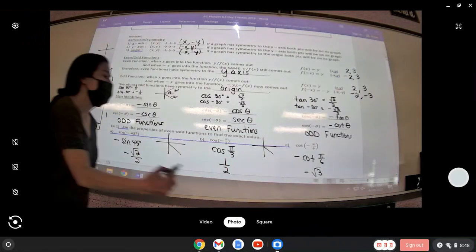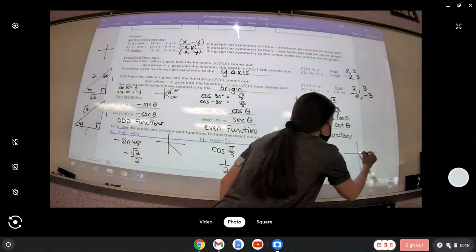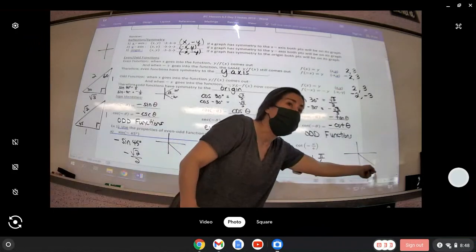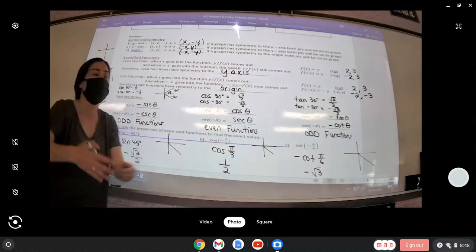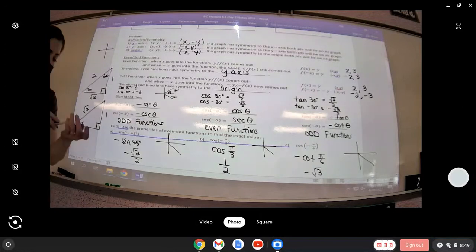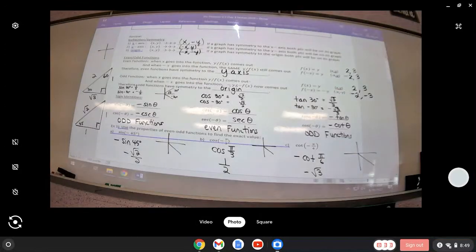But again, at the end of the day, negative pi over 6 landed in quadrant 4. You'd be taking the cotangent of a pi over 6 that landed in quadrant 4. And what is the cotangent function? All students take calculus. It's negative in quadrant 4. Okay, keep going. Are we okay? Is everybody all right?